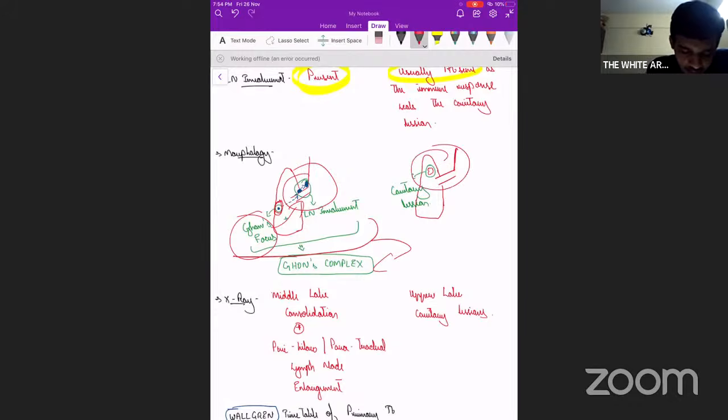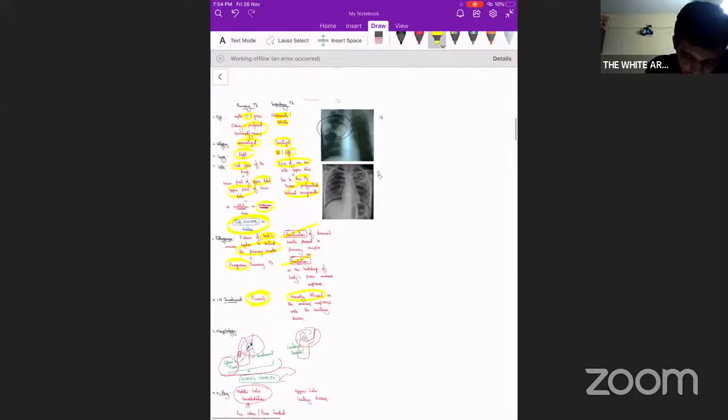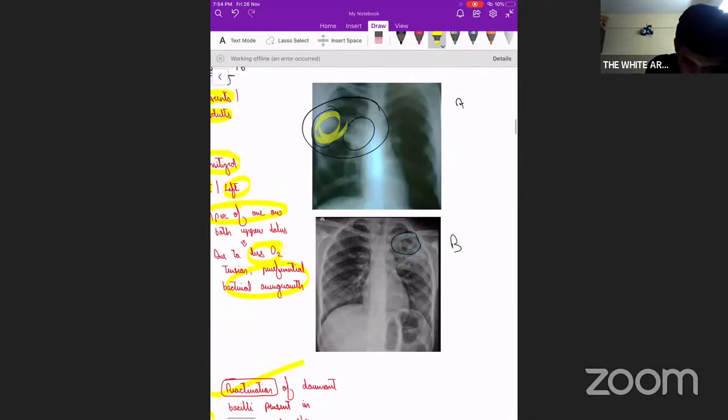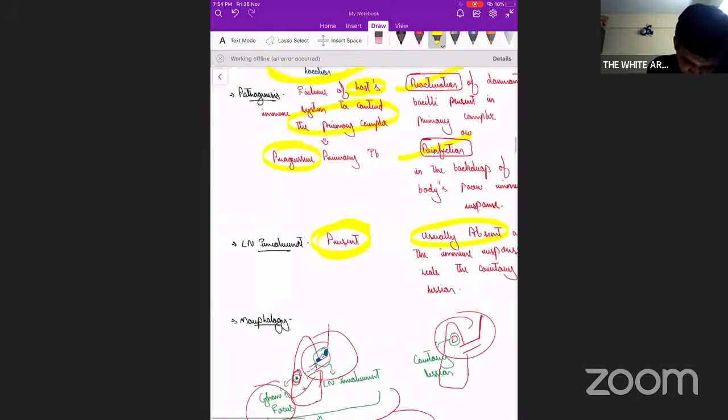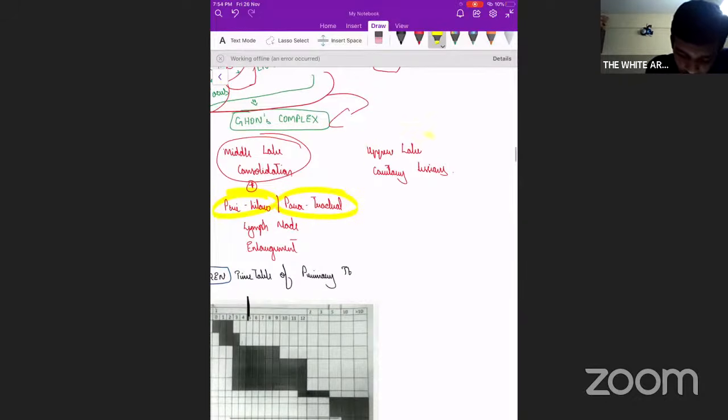So based on this, what will we get on X-ray? Middle lobe consolidation, as we see over here, there is a middle lobe consolidation and perihilar or paratracheal lymph node enlargement. But over here, it is usually upper lobe cavitary lesions.